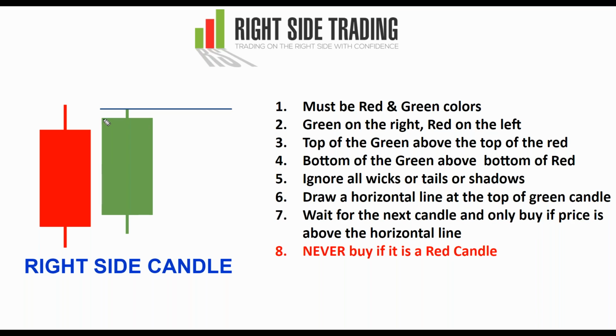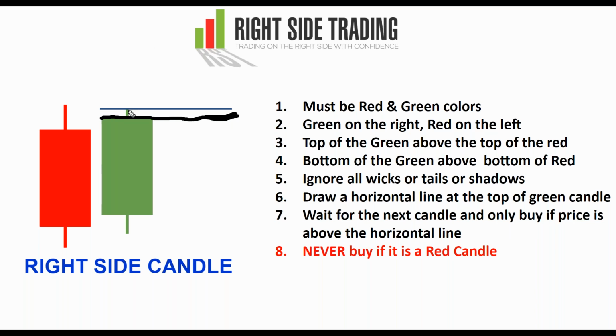Now, whether it was this top right here or you want to use the wick in this case, that's fine. When I say ignore the wicks, it's just to identify the right side candle. Once we've identified that, yes, this is truly a right side candle, then number six: draw a horizontal line at the top of the green candle. I can draw a line at the top of the body or at the top of the wick. But the most important one is the one on the body. If I had a wick that was so long, I probably wouldn't worry about the wick. But in a situation like this where the wick is so short, I don't mind using both lines, and I'll say, okay, I'm going to form some type of a range. Does that make sense? And I'll just use this as a range.